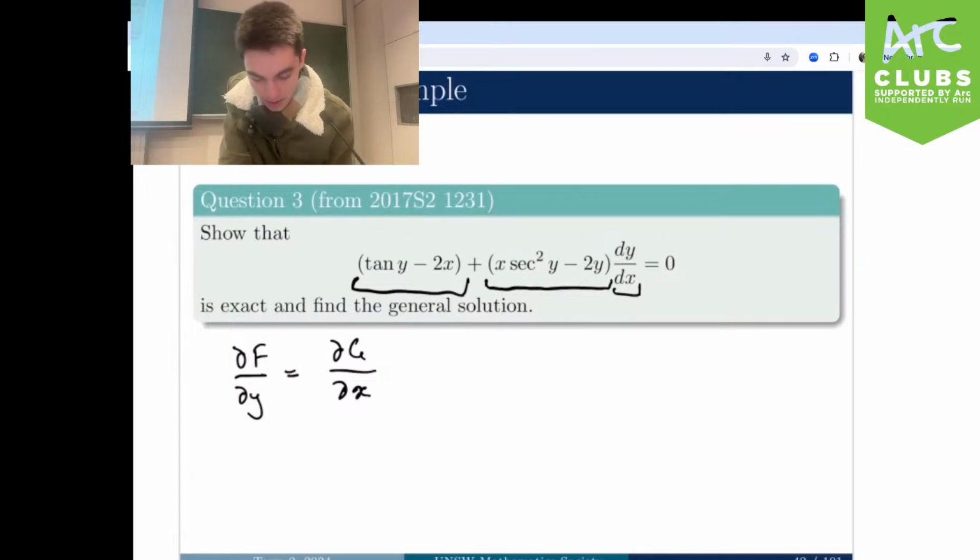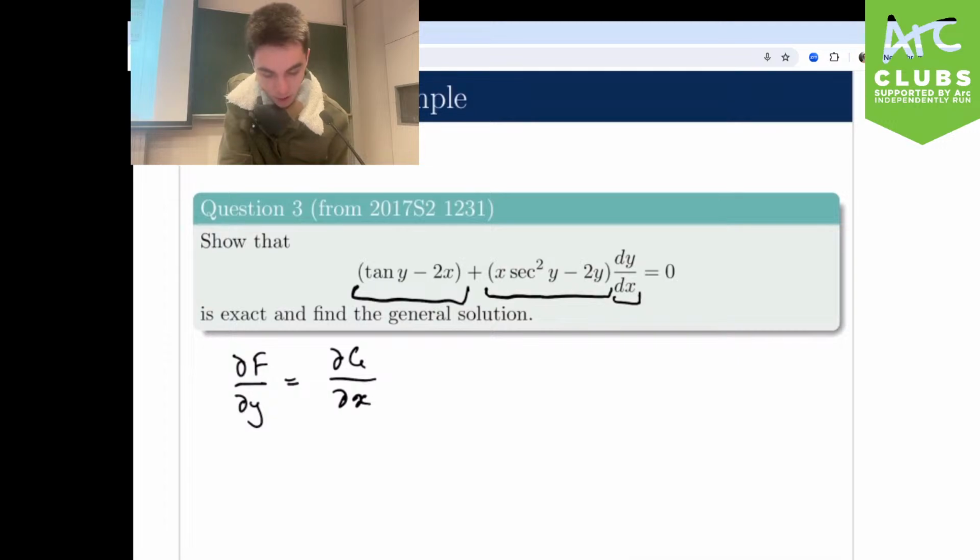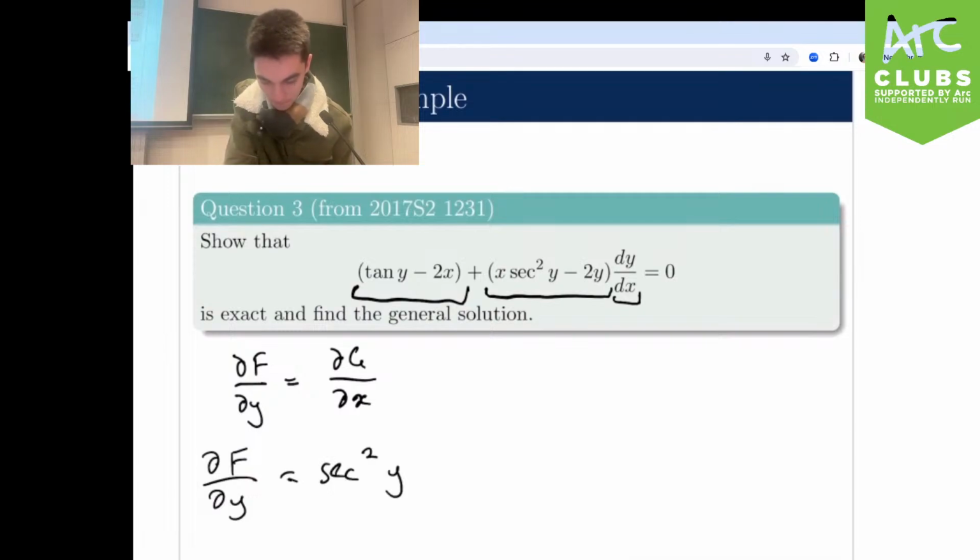So in this case, f is tangent of y minus 2x. When you take the derivative of that with respect to y, the x term just vanishes. So our partial derivative would just be equal to the derivative of tangent, which is sec squared y. As for the partial derivative of g, this is our function g, x times sec squared y minus 2y. So when you find the derivative of that with respect to x, we treat all the bits with y in them just as a constant.